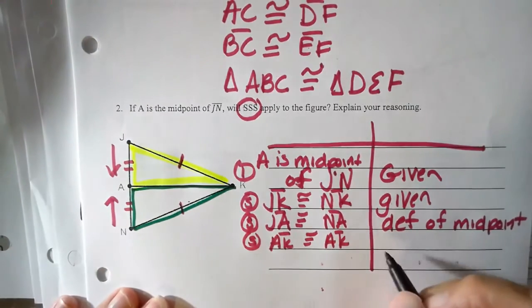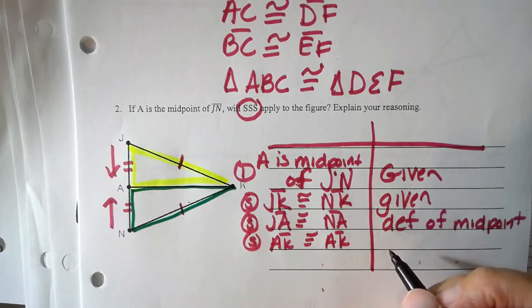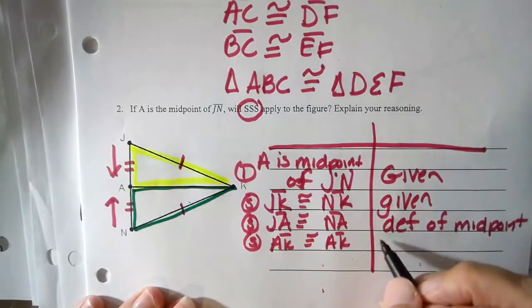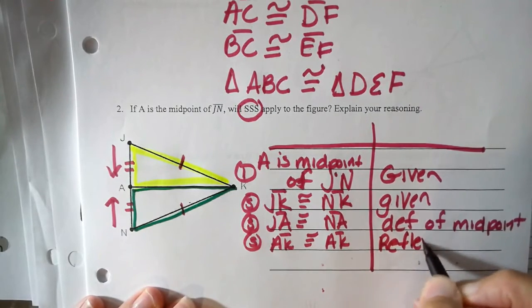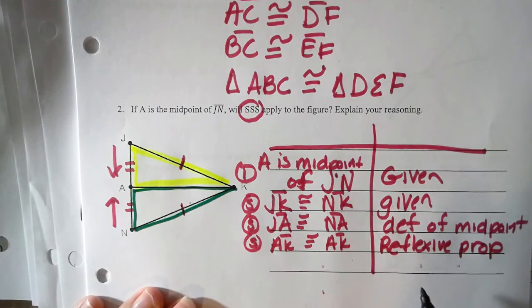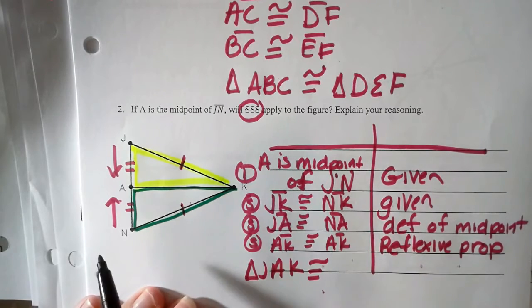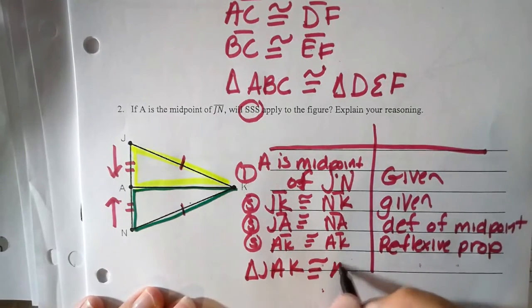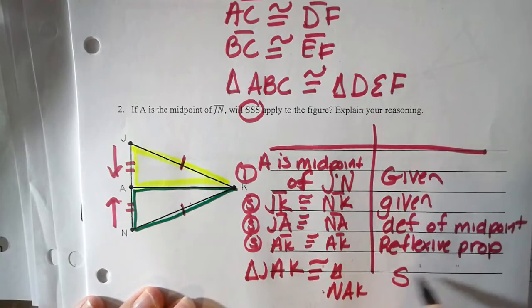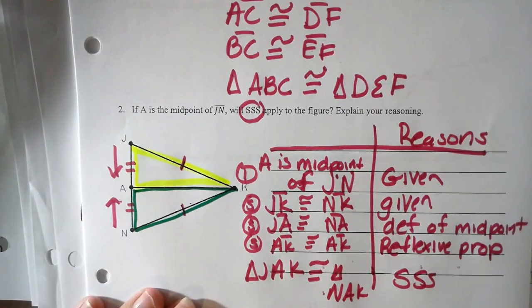That's called the reflexive property. It's like when you look in the mirror and you see the exact same thing, you see yourself. That's what's happening here. So now I've got side, side, side. So I know that triangle JAK is congruent to triangle NAK because of side, side, side. These are my reasons. Okay, let's turn the page.